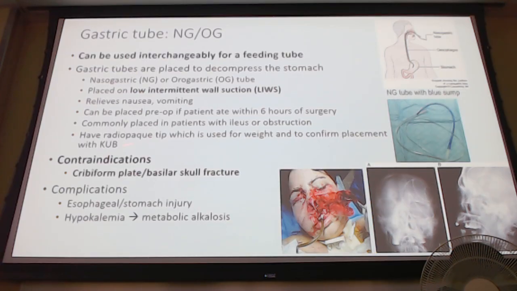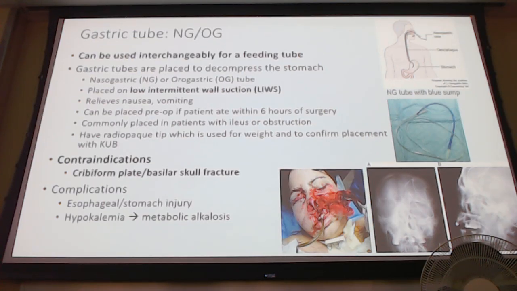Okay. Placement, we normally confirm placement with a KUB or a chest X-ray. Okay. Contraindications. If you have anybody who you suspect a basilar skull fracture or cribriform plate fracture, do not put anything in their nose. Okay? These nice little CT scans on the side here show what happens when that is done. Okay? That's an NG tube, or actually I think that's an OG tube in her brain. Not good. Don't do that.